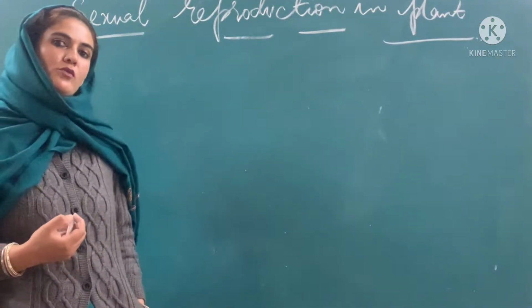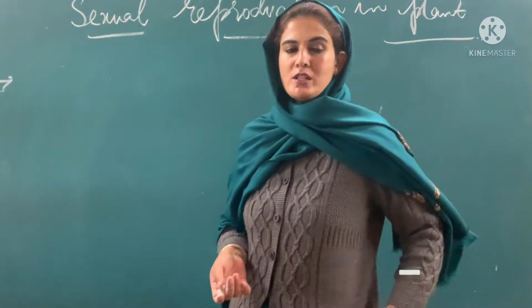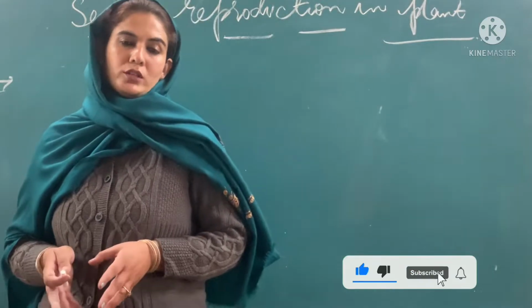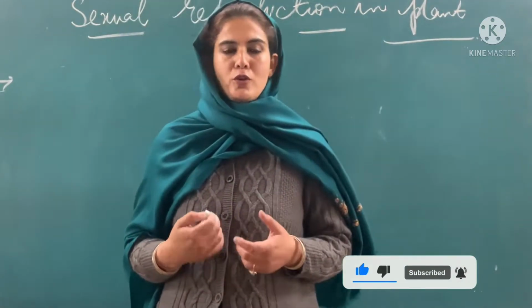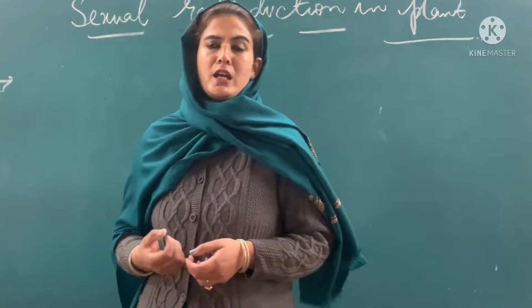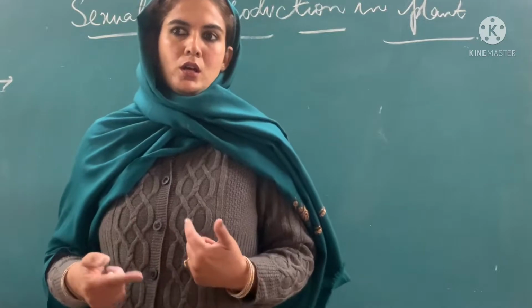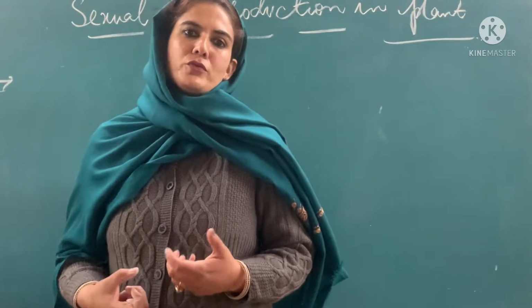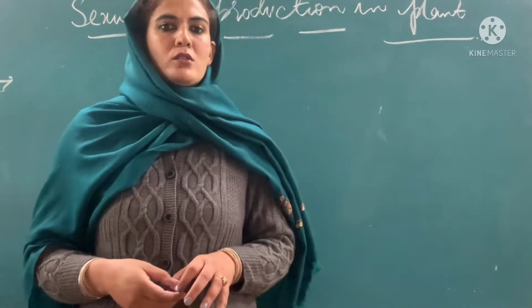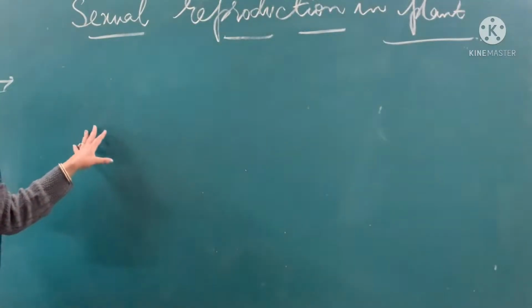First of all, we should know what sexual reproduction is. Sexual reproduction is a process in which two partners are involved for the process of reproduction. And as you know, reproduction is a process in which an organism continues its race, produces its offspring. So we will talk about how sexual reproduction in plants takes place.